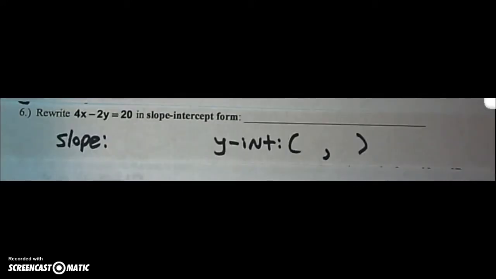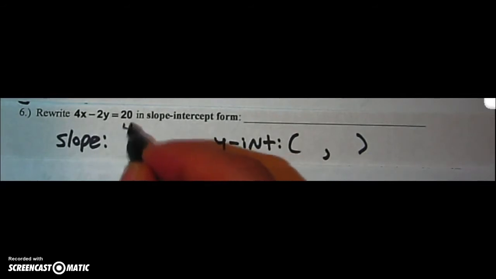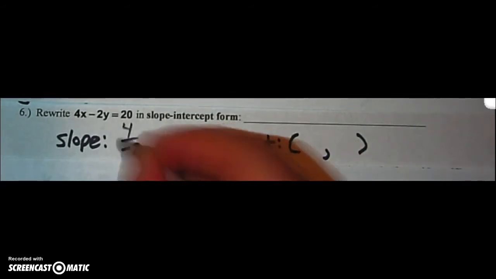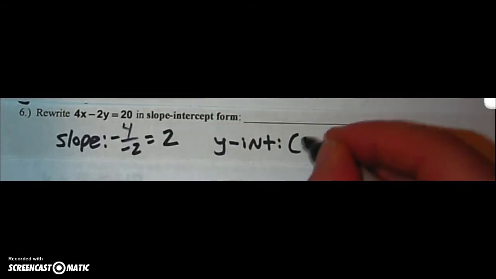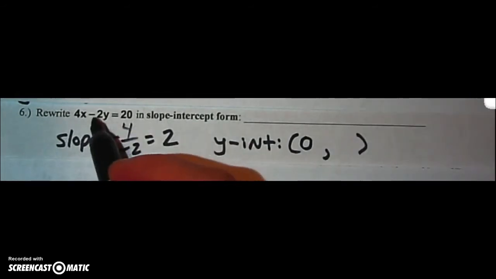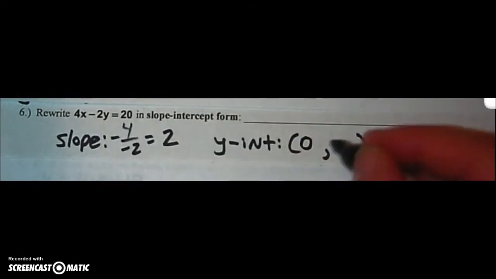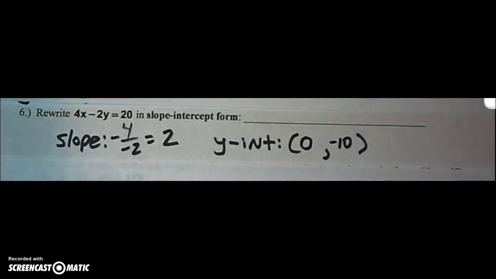Number 6, we're told to rewrite 4x minus 2y equals 20 in slope-intercept form. Once again, we need the slope and the intercept, and we know our a is 4, our b is -2. We have another negative in front of it, so our slope here is going to be 2. Our y-intercept, y is 0. -2 times what is 20? -10. Okay, and they just wanted you to write it in slope-intercept form.